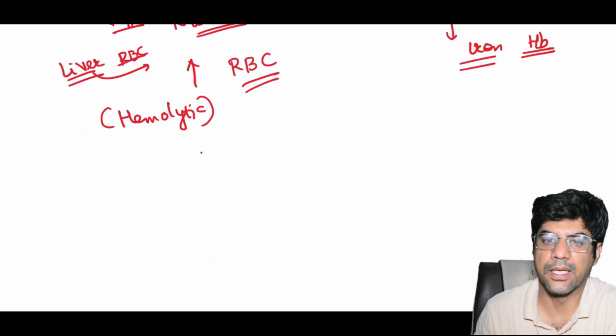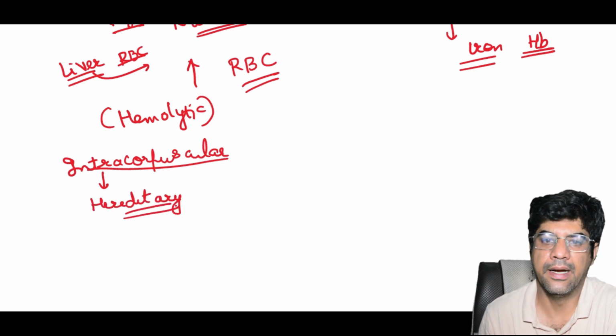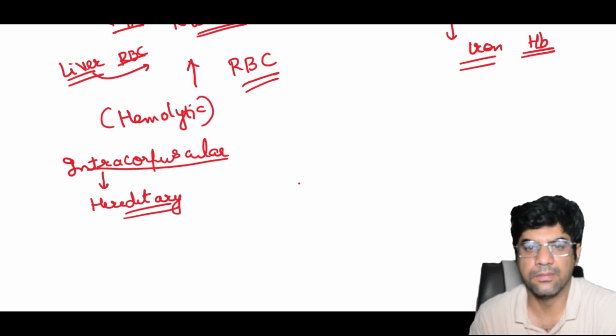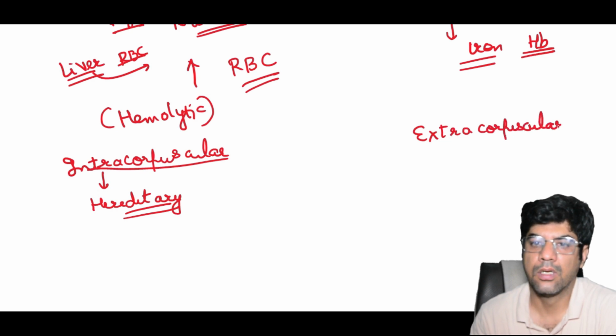Now that could be either intracorpuscular, which means hereditary, affecting the red cell membrane, enzymes or hemoglobin, or extracorpuscular, through acquired conditions like red cell destruction.